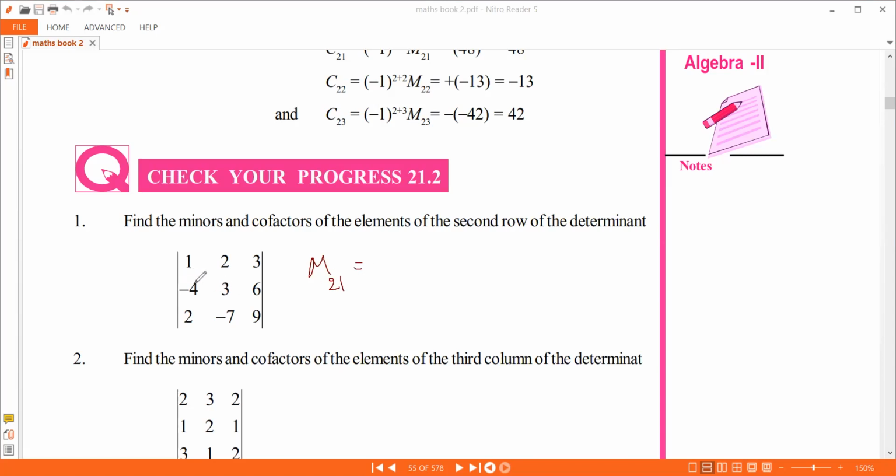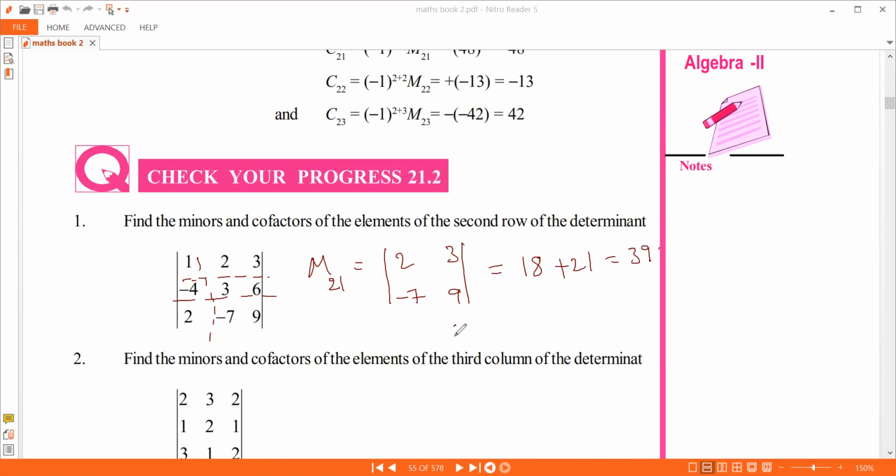So we close the row in which the 4 is present, and the column in which the 4 is present. So we have 2, 3, -7, 9. So that is the minor. It happens to be 18 minus of -7 times 3, which is 21. You get plus 21. So that is 39, positive.